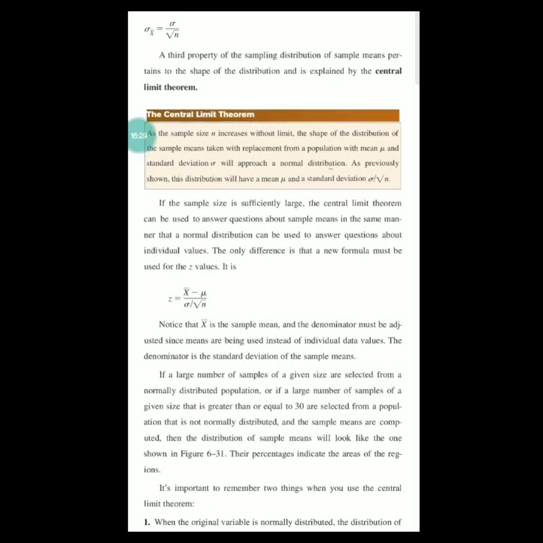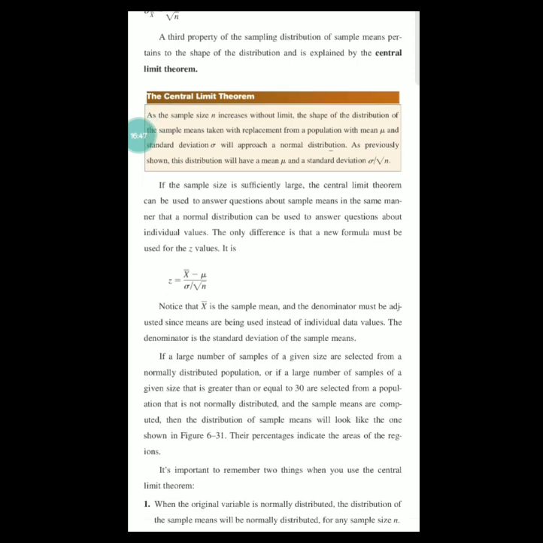Hence, sigma x bar is equal to the population standard deviation divided by the square root of n, which is the sample size. A third property of the sampling distribution of sample means pertains to the shape of the distribution, as explained by the central limit theorem.